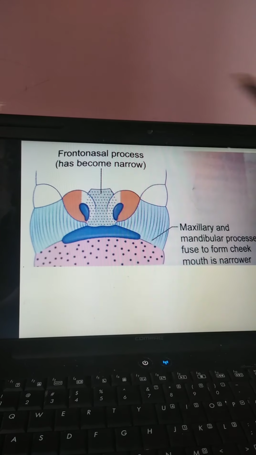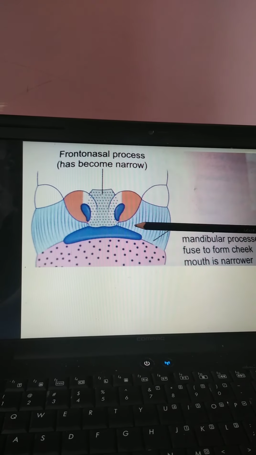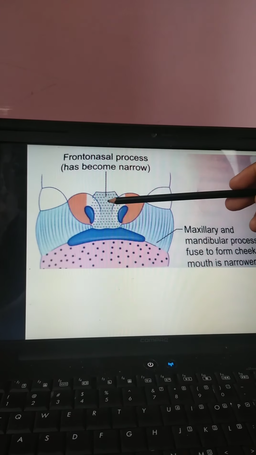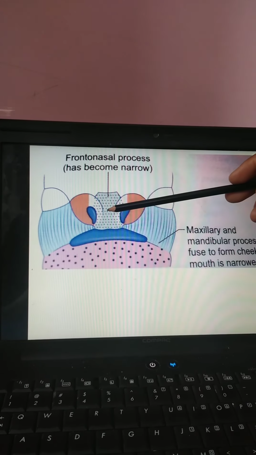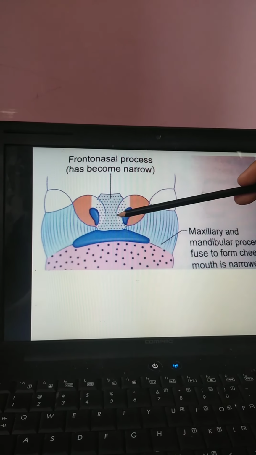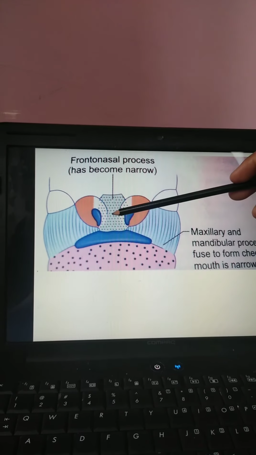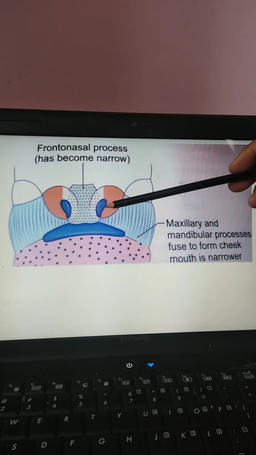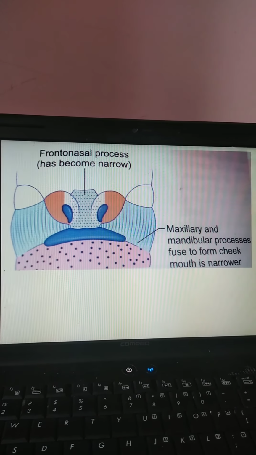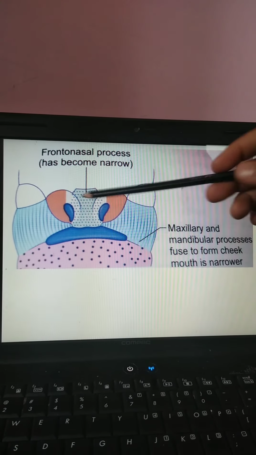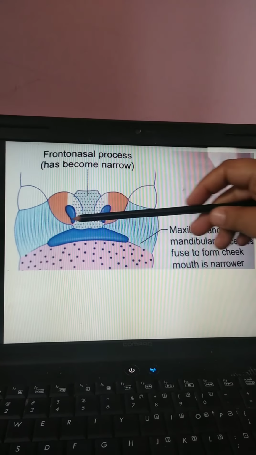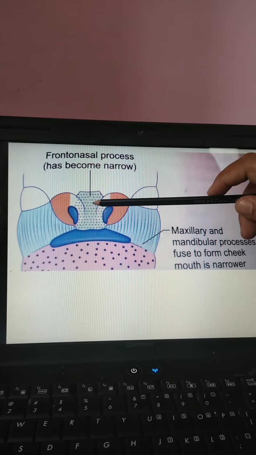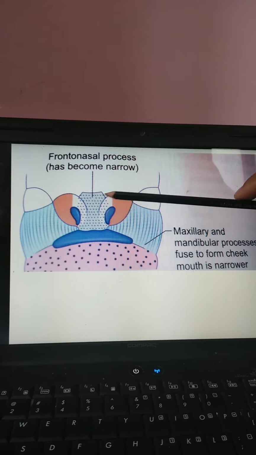Okay. So in the establishment of the fusion of the processes, the frontonasal process forms the bridge of the nose. The fused medial nasal processes form the dorsum and the tip of the nose, and the lateral nasal processes form the ala of the nose. So we can see the nose is formed by the frontonasal process forming the nasal septum, the medial nasal processes forming the dorsum and the tip, and the lateral forming the ala of the nose.